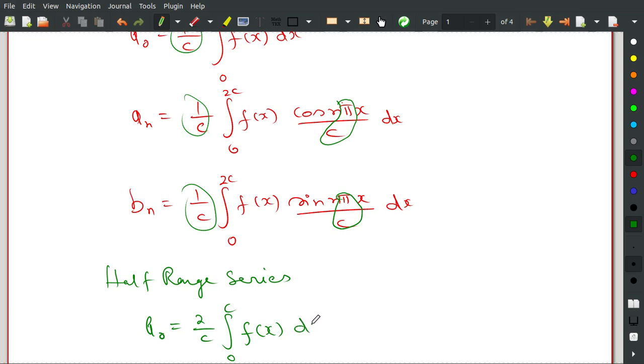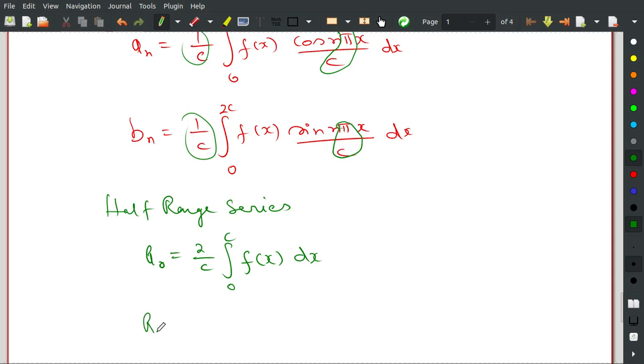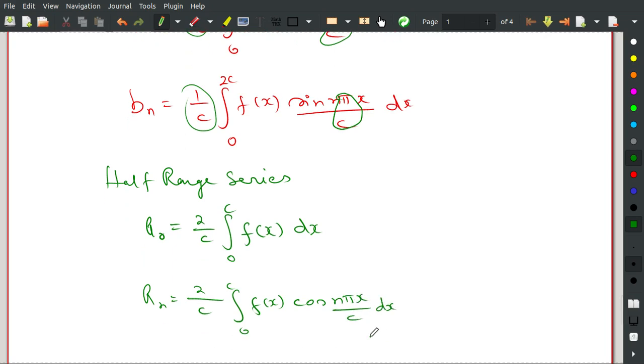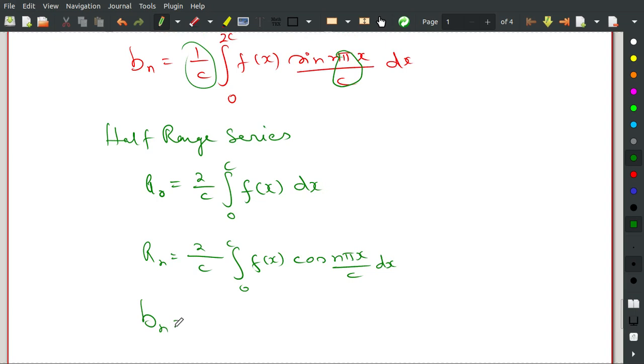dx, and our an equals 2 by c integral 0 to c f of x cos n pi x divided by c dx. And bn equals 2 by c integral 0 to c f of x sin n pi x divided by c dx. So this is the half range series, and the above one is the full range series.